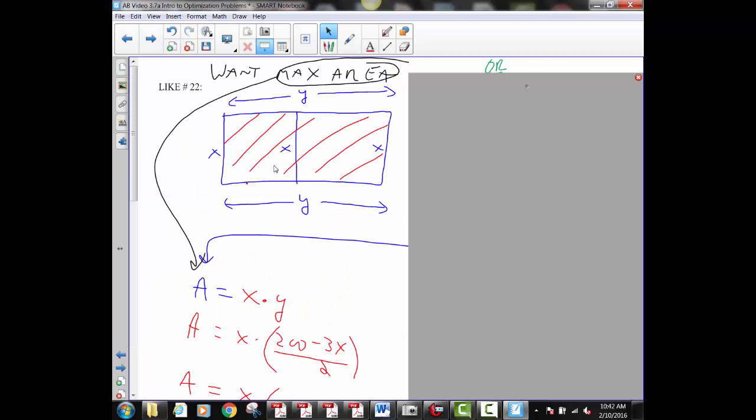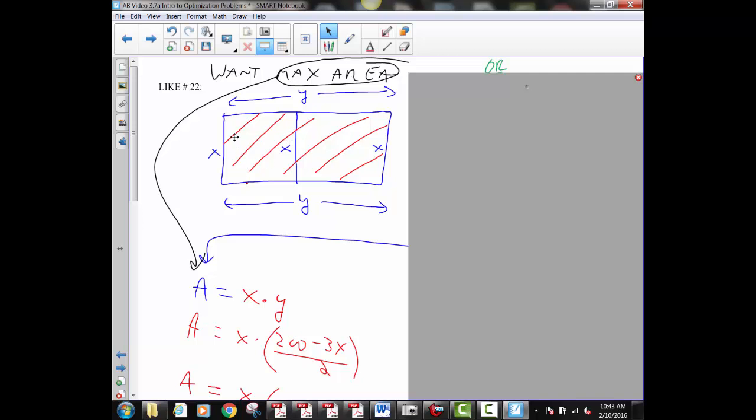Okay, this is like 22. These are usually animal pens, and you have a rectangle. You're going to split it somewhere down here. Not necessarily in the middle, but you're going to split it so that these animals can't eat these animals. It's always a good plan.